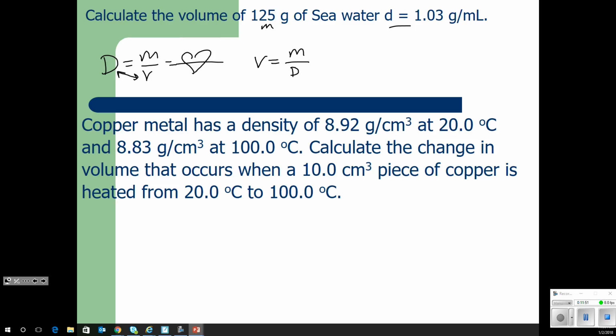Okay, we are going to use calculators, so if you've got a calculator, get it out now. We're going to be working with them a lot. Grams divided by 1.03 grams per milliliter. So grams go out, we're going to be left with milliliters. What's my answer to 3 sig figs?